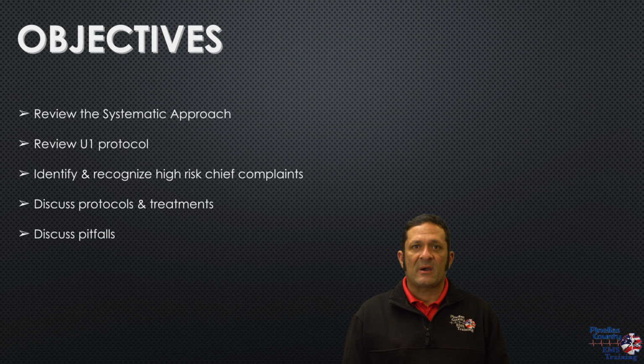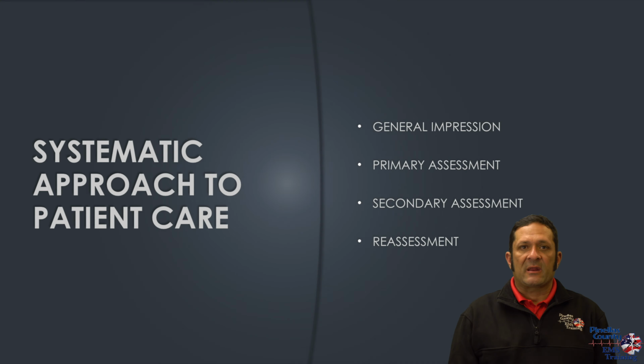Objectives: review the systematic approach, review the U1 protocol, identify and recognize high-risk chief complaints, discuss protocols and treatments, and finally discuss pitfalls. Systematic approach to patient care. First, we want to form a general impression as we come into the scene. Then we want to move into our primary assessment.